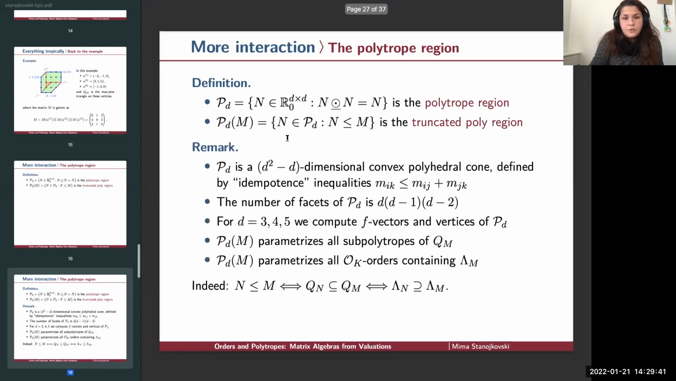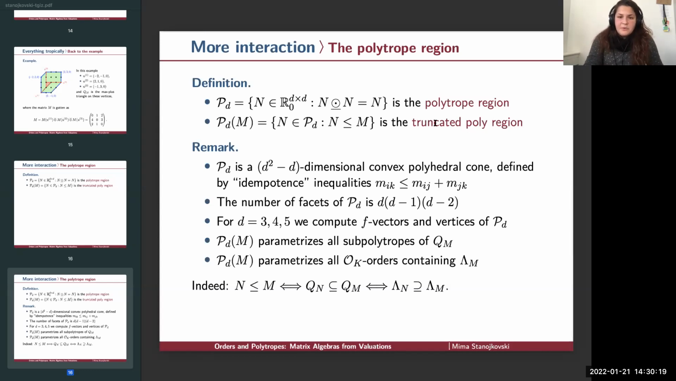And in our work, we also study these objects. Because of these idempotent conditions, we know that P_d is a d² − d dimensional convex polyhedral cone. We also managed to compute the number of facets of P_d, which is d(d−1)(d−2). And for small values of d, we compute the f-vectors and the vertices of P_d. And I will show you where you can find the code that does this at the end of my talk.